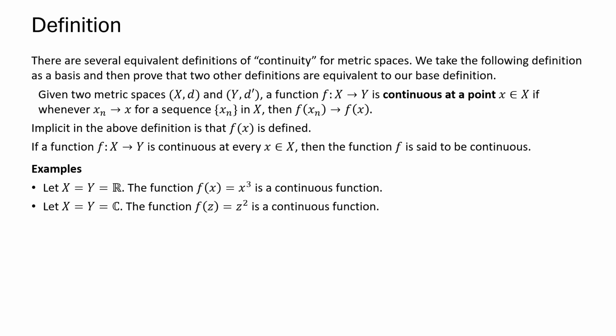So a couple of examples just to ground things here. Hopefully you've seen this type of thing before, and as I say, probably in pre-calculus. So f of x equals x cubed is continuous everywhere. f of z equals z squared is a continuous complex function. We can have discontinuities. Let's maybe draw an example.